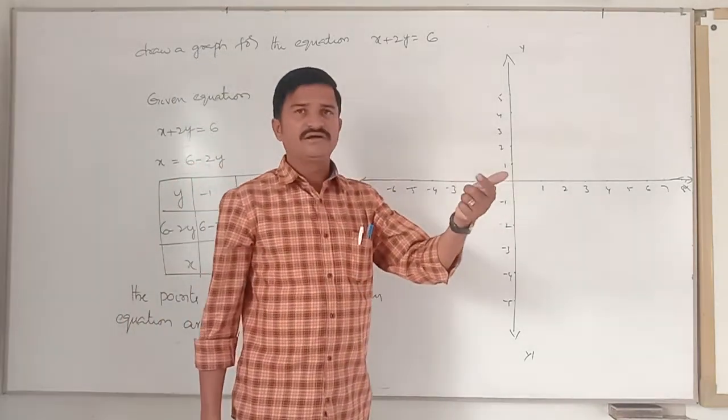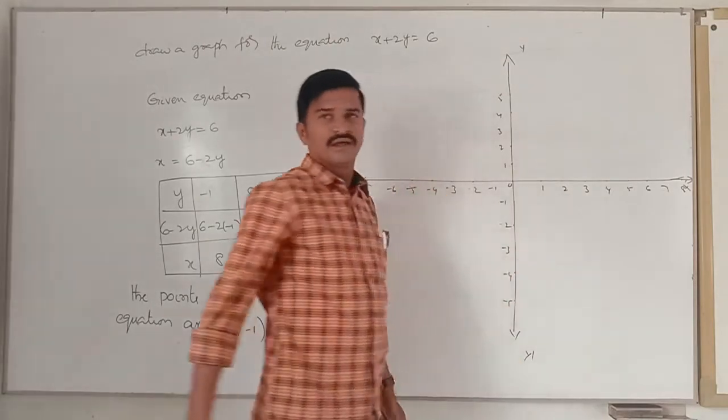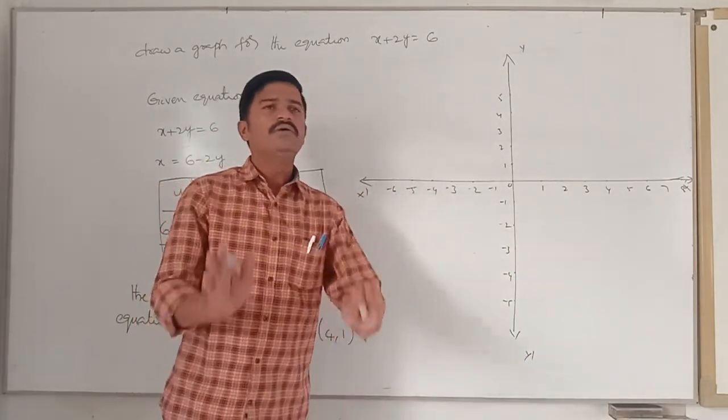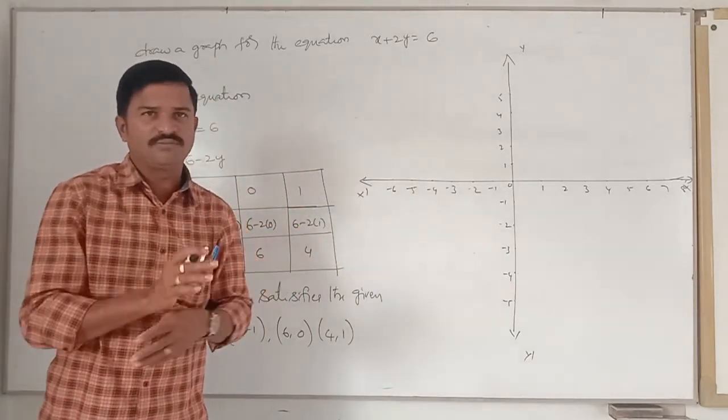That is what is called the origin. That is 0, or O. Are you clear? Now let us know how to plot the point. Let us plot the points.